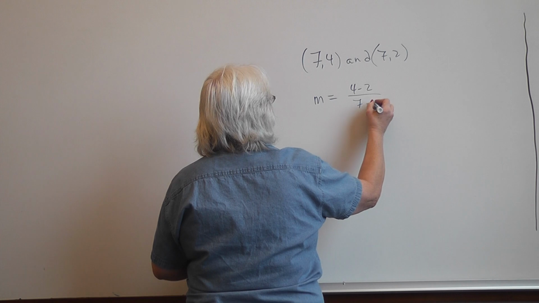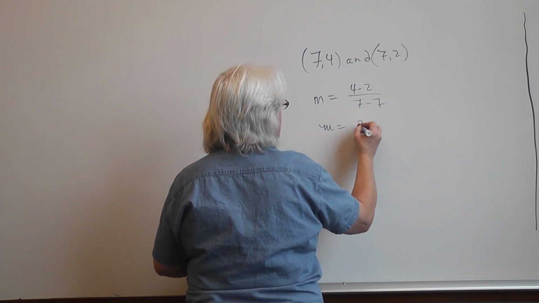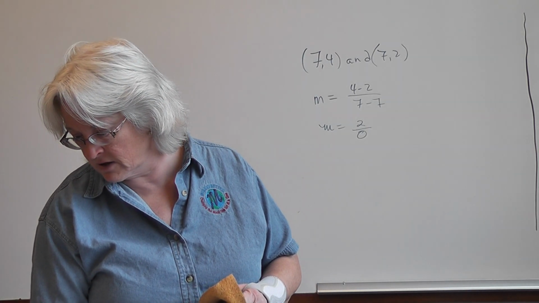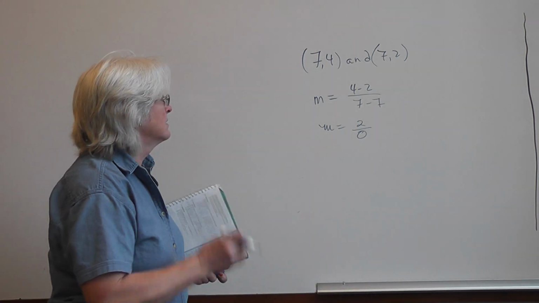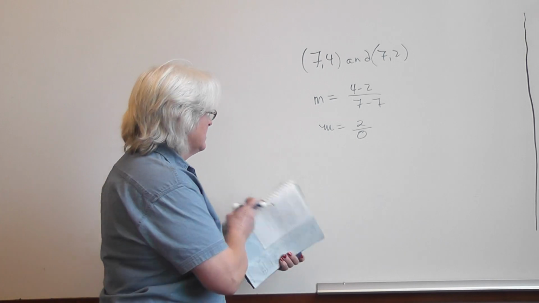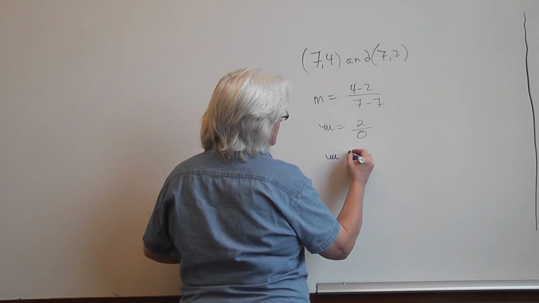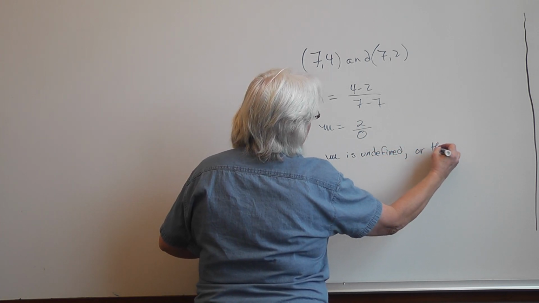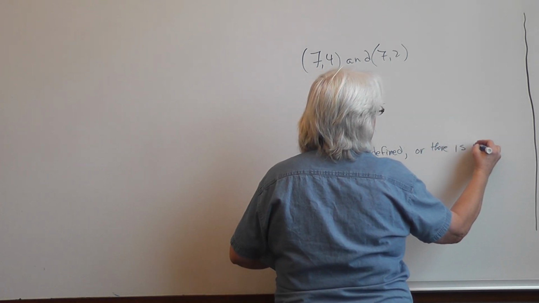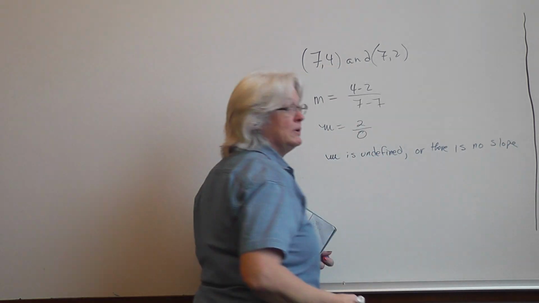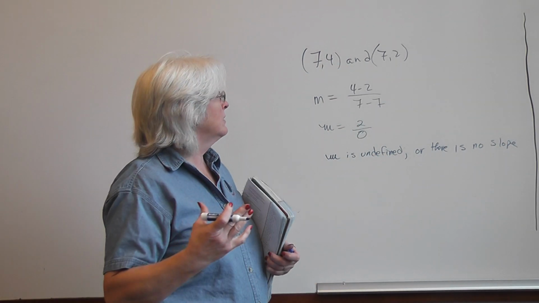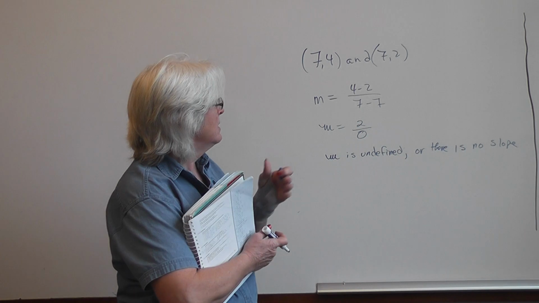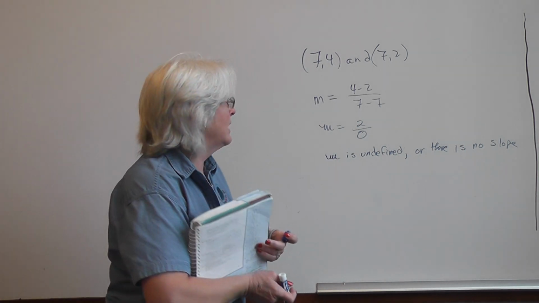I have 7 minus 7. I have a slope of 2 divided by 0. Is it possible to divide by 0? No. Division by 0 is undefined. So we would say the slope is undefined, or there is no slope. And what did we learn about the fact that there's no slope? We learned that horizontal lines have no, I'm sorry, I said horizontal lines. We learned that vertical lines have no slope.